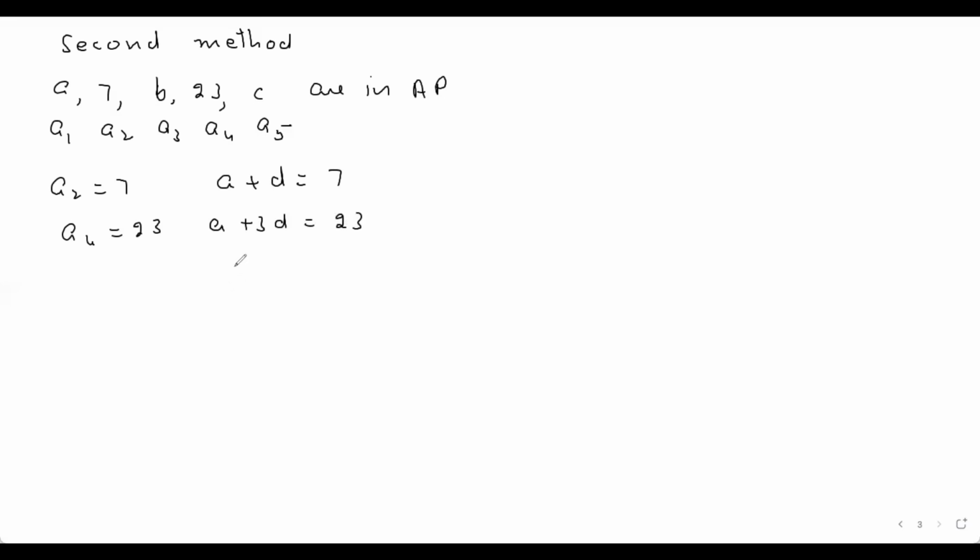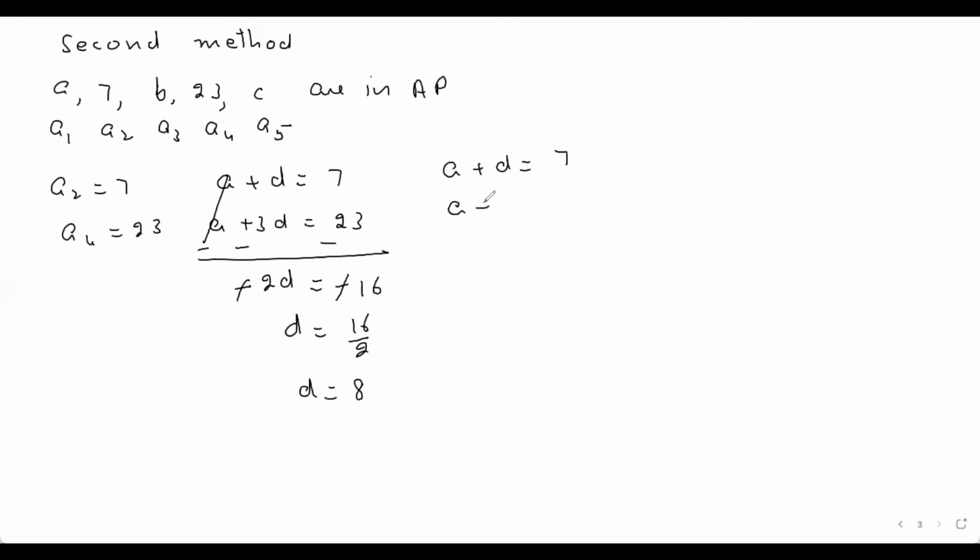By elimination method, find D. Minus 2D is equal to minus 16. So D is equal to 16 by 2. So D is equal to 8. Now A plus D is equal to 7. D is 8, so A is equal to minus 8 plus 7. So then A is equal to minus 1.